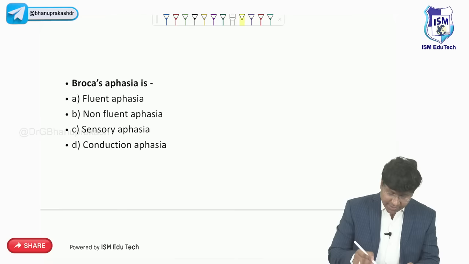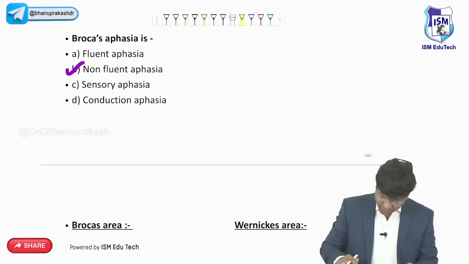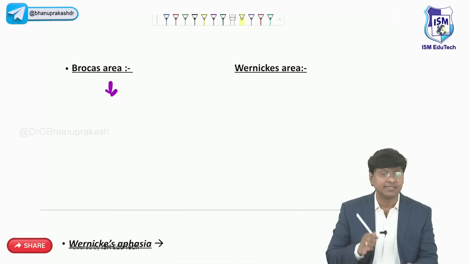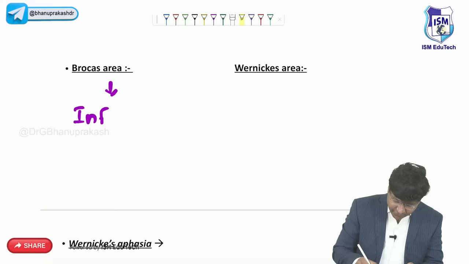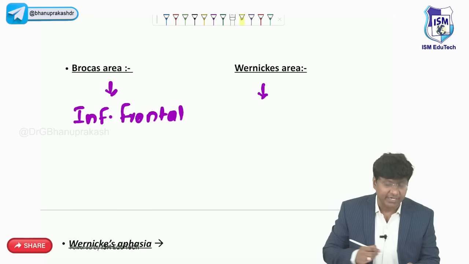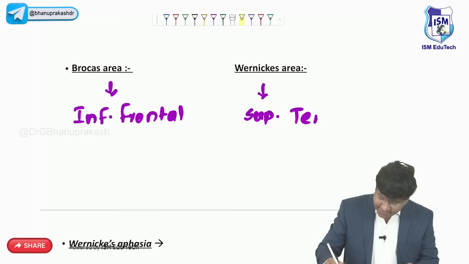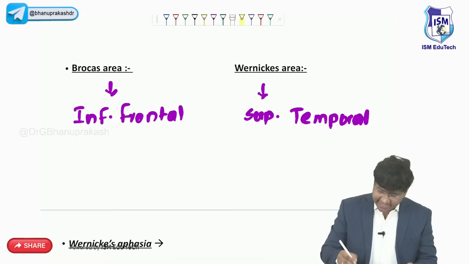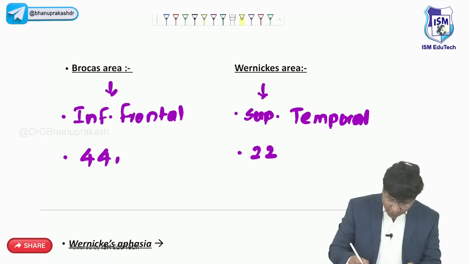Right. So, Broca's aphasia is not a fluent aphasia, it is a non-fluent aphasia. So you take this Broca's area and Wernicke's area. Where is the Broca's area present? The Broca's area is present in the inferior frontal lobe. And where is the Wernicke's area? Wernicke's area is present in the superior temporal lobe. If you take the Brodmann areas, Wernicke's area is area number 22, whereas Broca's area is area number 44 as well as 45.